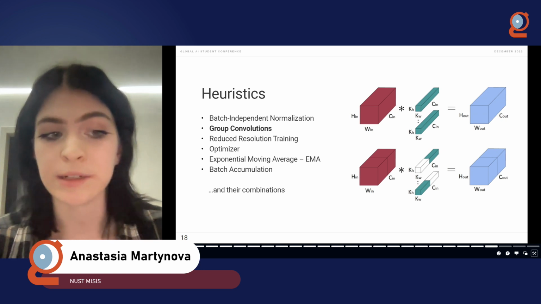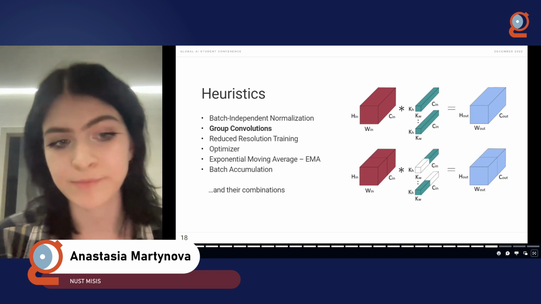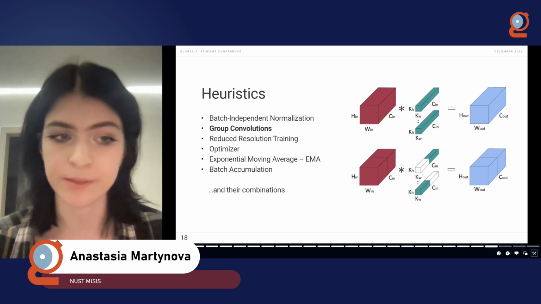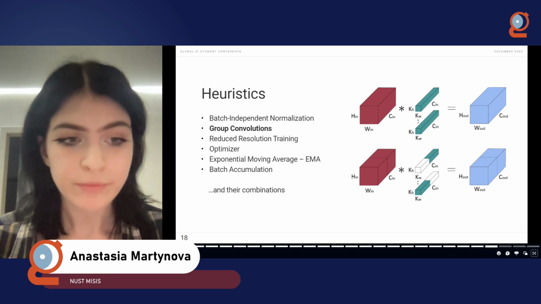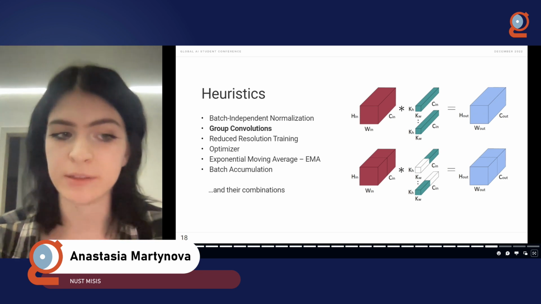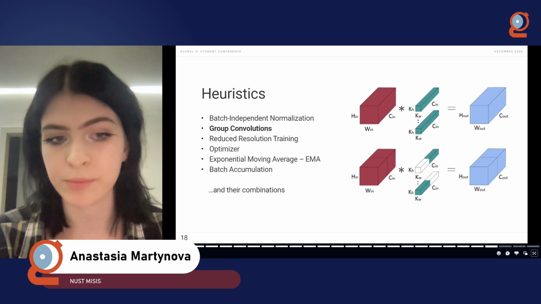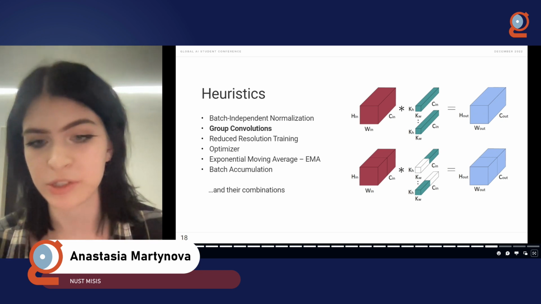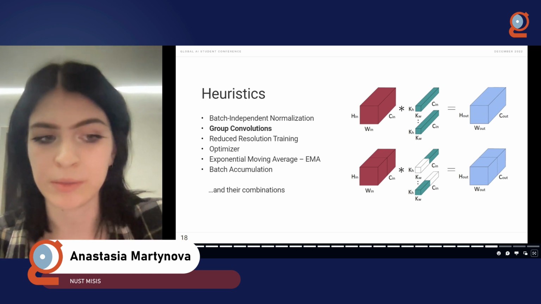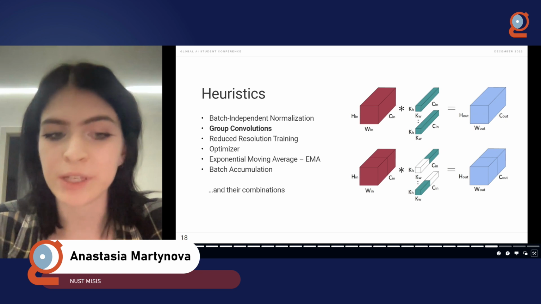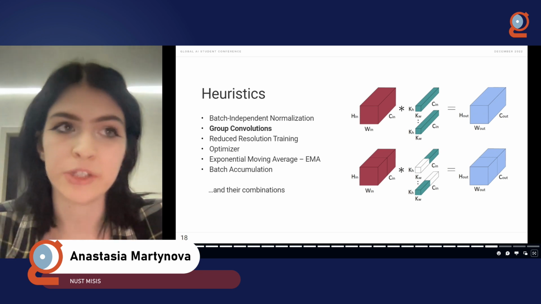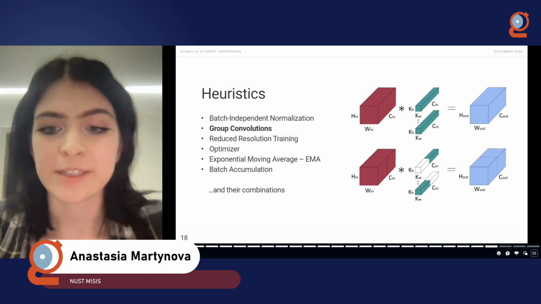The next one is exponential moving average. It avoids sudden changes in model weights while training. Having previously created a copy of the weights, after updating we get the weighted average between the weights before and after the optimization step. And the last one is batch accumulation. It is a simple accumulation of gradients and spreading them back every few batches. Next slide, please.